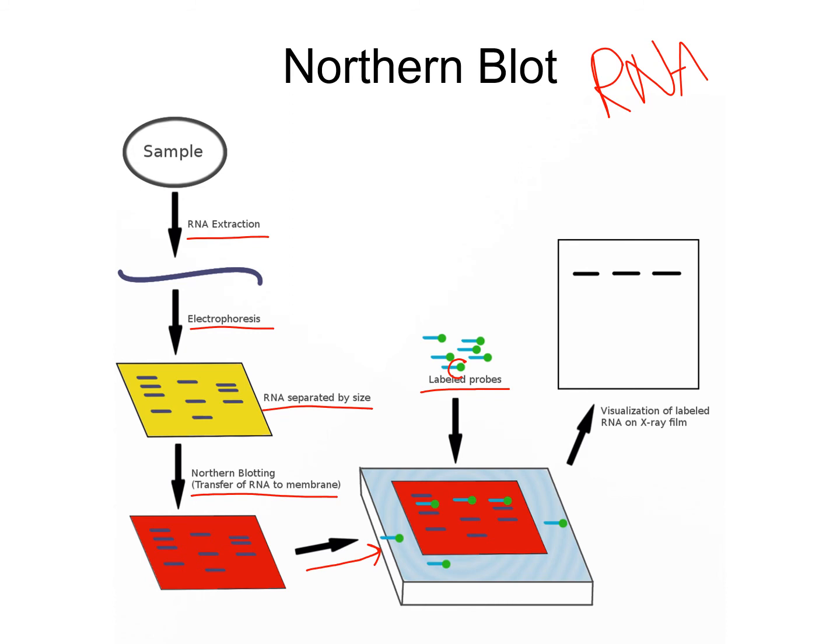So if that sequence is present, those probes will bind to the band that has the RNA you are looking for. And then if you expose it to an X-ray film and you see a signal, you actually see a band appear, that means the probe had bound. And so that's the signal saying that that RNA is present.